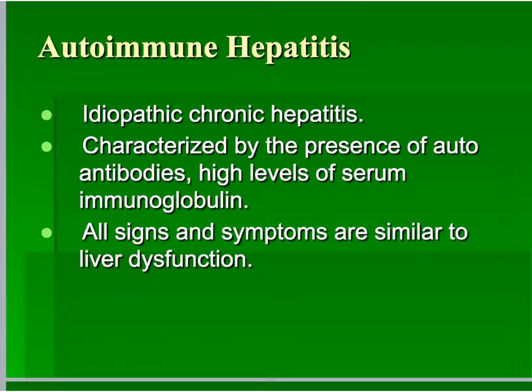Autoimmune is idiopathic chronic hepatitis, and the idiopathic chronic hepatitis is characterized by presence of autoantibodies, high levels of serum immunoglobulins. So basically, there are antibodies, immunoglobulins that invade the liver parenchyma. And because they invade and destroy the liver parenchyma, it leads to liver dysfunction, and the signs and symptoms are similar to liver dysfunction. So here, autoimmune is the presence of antibodies, immunoglobulins that really destroy and invade liver tissue.